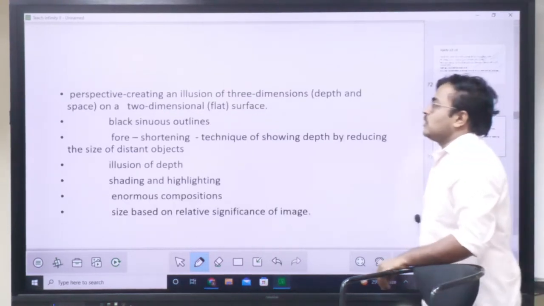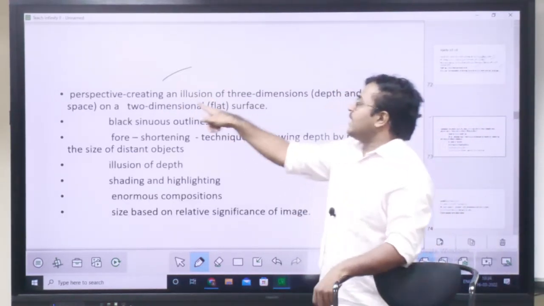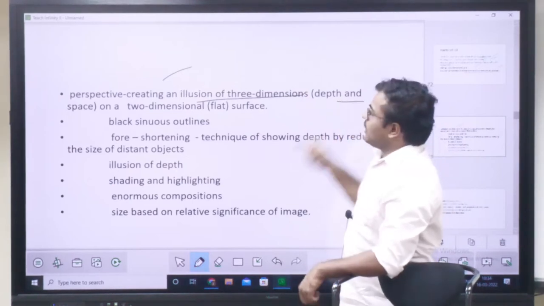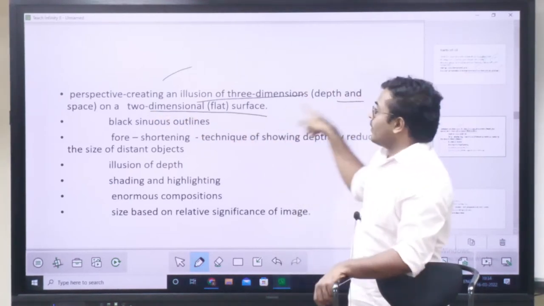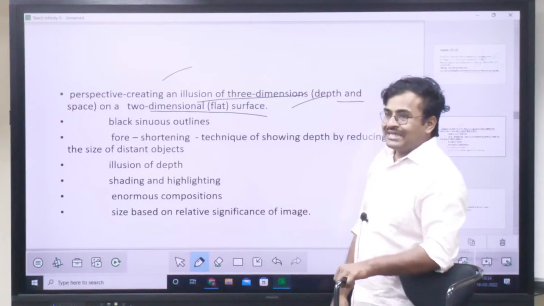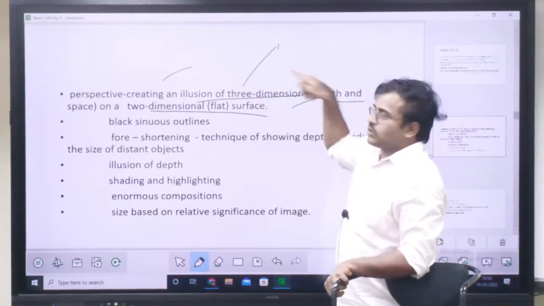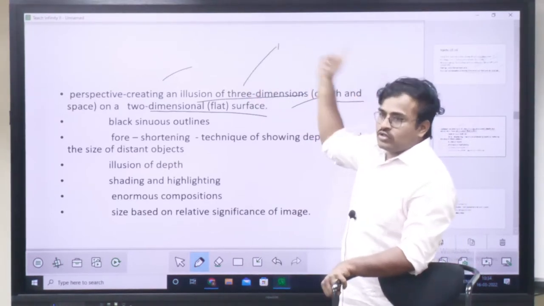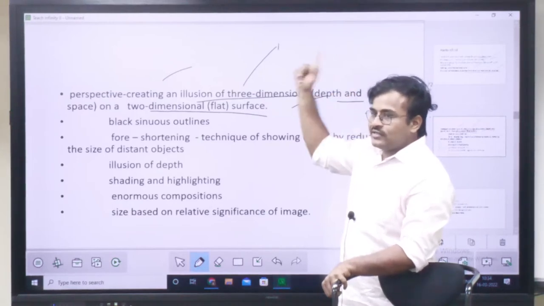They also used perspective, creating an illusion of three dimensions, depth and space on a two-dimensional flat surface. What techniques did they use? Overlap, foreshortening and lighting and shading. Three techniques they have used.